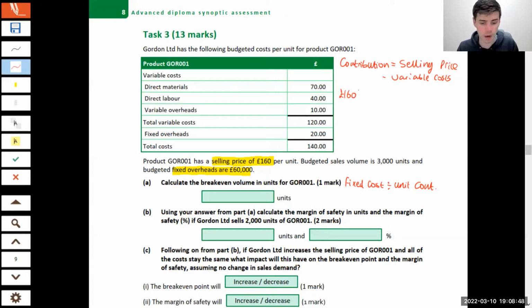£160. I now need to take off my variable costs. So I have direct materials of 70. We can take that off. Direct labour of 40, variable overheads of 10. Now, looking at that, we can very quickly see that that comes to a total of £120 as per the question. So selling price, 160, less all those variable costs, gives me a contribution, as I can see people are starting to put in, £40 per unit.